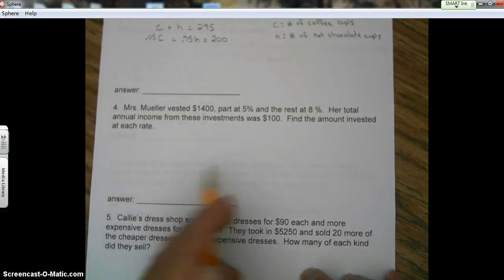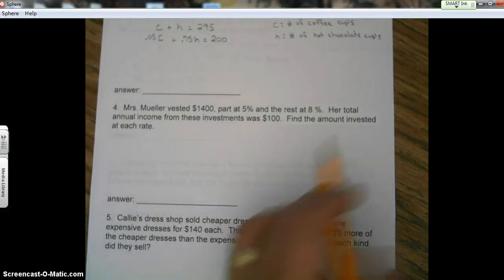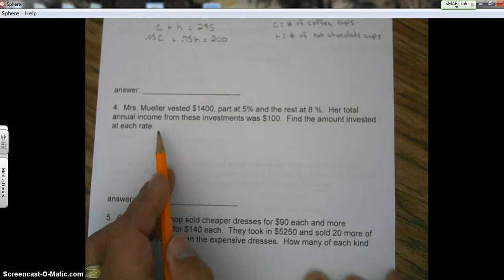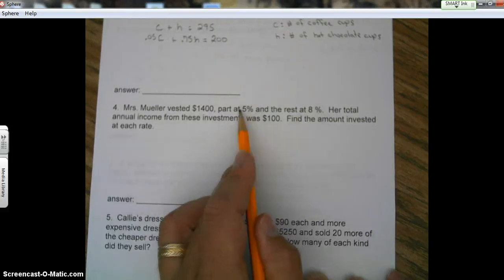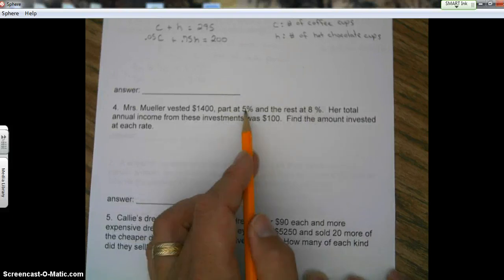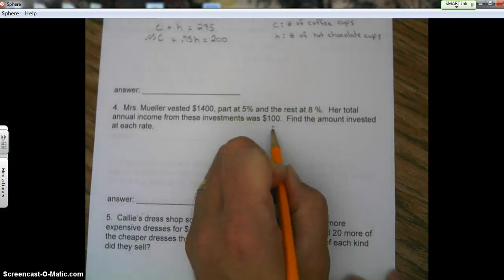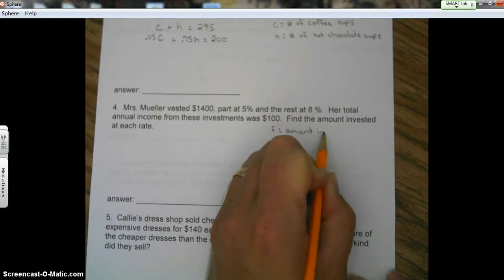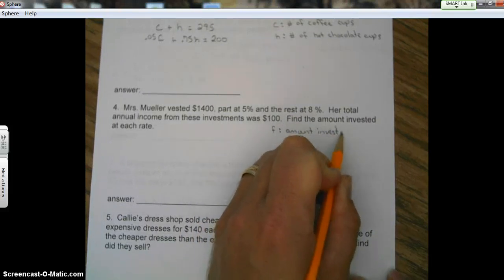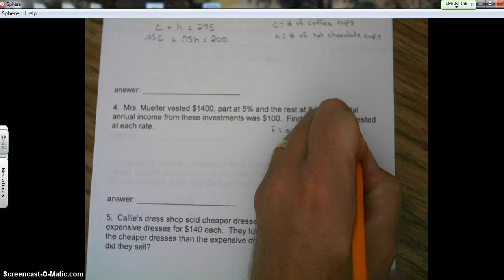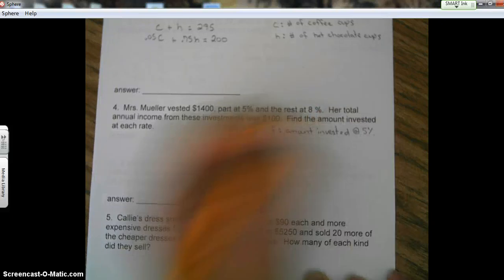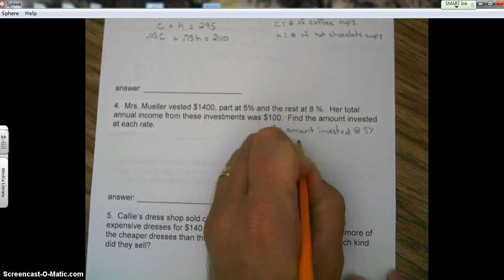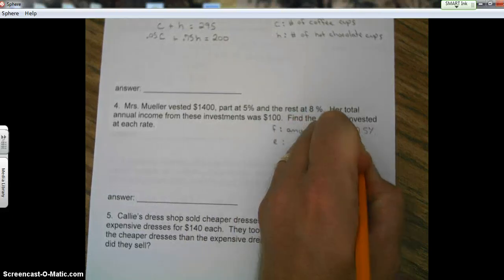Welcome back. We have to find the amount invested at each rate. So we have two rates. We have 5% and 8%. So I'm going to go ahead and use F to represent the amount invested at 5%. And I'm going to go ahead and use E for the amount invested at 8%.